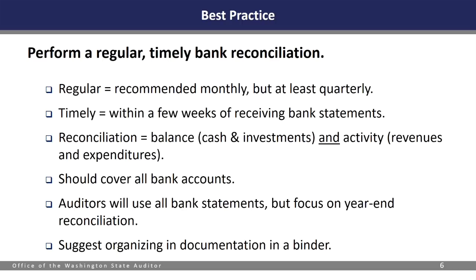These reconciliations and proofs of cash should cover all bank accounts, not just the primary account. So auditors will request all of your statements because we opine on all the cash that you hold, whether it's for your own operations or whether you're just holding it for somebody else.